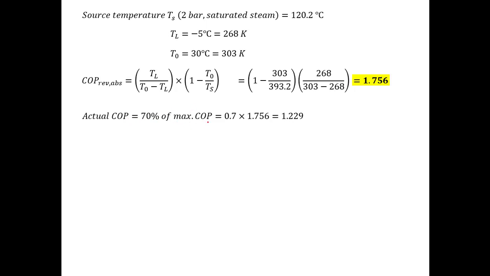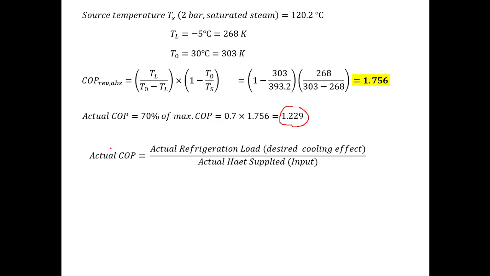Now we are given in part B that the actual COP is equal to 70% of the maximum COP. So if we take 0.7 times this maximum COP value, the actual COP is 1.229. Once we have the actual COP, we know that the actual COP is equal to the actual refrigeration load, or the desired cooling effect, divided by the actual heat supplied, which we also call the input, because here the source of input is heat supplied as condensing steam.